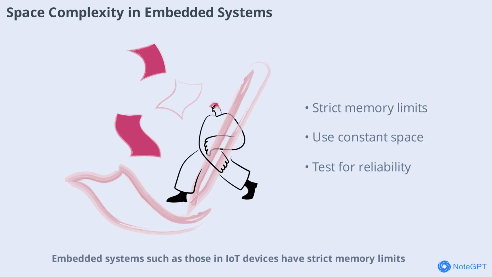Embedded systems, such as those in IoT devices, have strict memory limits. Algorithms for these systems must be highly space-efficient, often using constant or very low auxiliary space. Careful design and testing ensure reliable operation within hardware constraints.